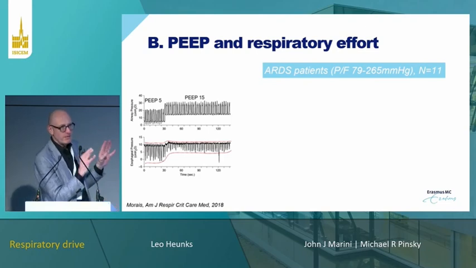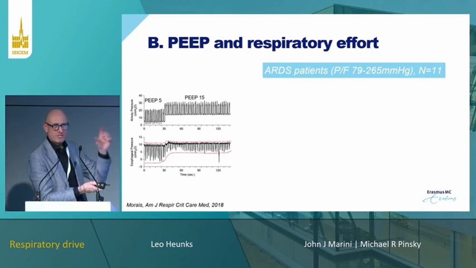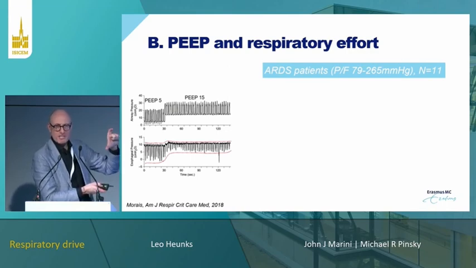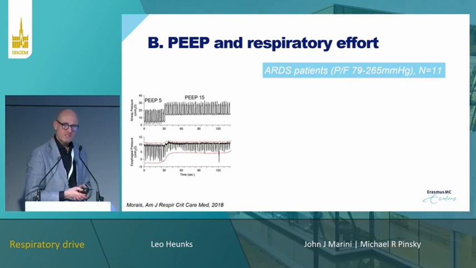What is the effect of PEEP on respiratory drive? Patients with ARDS, just an example right here. Airway pressure, changes in esophageal pressure. And as you know, esophageal pressure swings represent respiratory effort. So if we, in this patient, increase PEEP from 5 to 15, you will see that swings in esophageal pressure decrease.